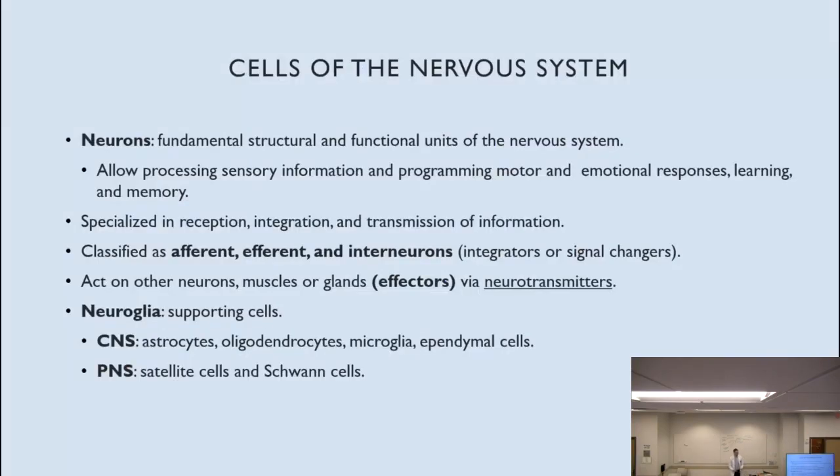So in the nervous system, we have different types of cells. The neurons, the most important, the best known cell, fundamental structural functional unit of the nervous system. We already mentioned there are three types, afferent, efferent, interneurons that integrate information, and they communicate with other neurons or with muscles or with glands, endocrine, exocrine glands, by means of neurotransmitters, which are chemicals that are released and bind to receptors in other neurons in other places. Every neuron in the brain will have connections or synapses with thousands of other neurons.